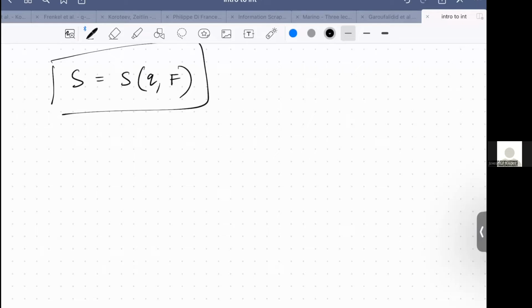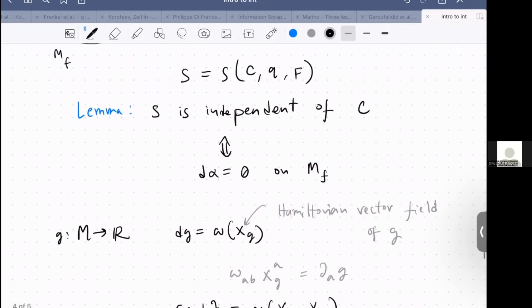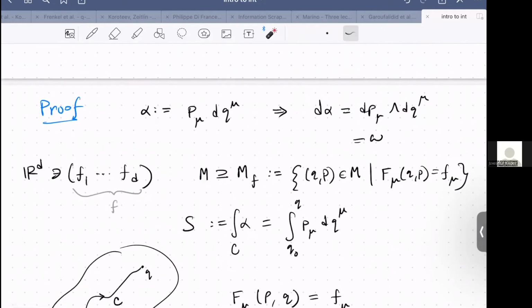Okay. Can you please say what your MF is? I think I forgot the definition. What is this MF? This manifold? Can you please repeat the definition? So MF is a subspace of the symplectic space, of the phase space, where these functions have fixed values.